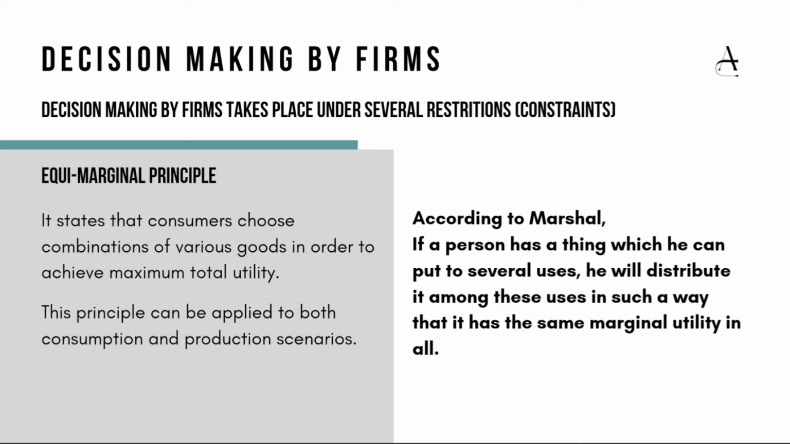So that is what Marshall also said. According to Marshall, if a person has a thing which he can put to several uses, then he will distribute it among those several uses in such a way that it has the same marginal utility in all. Okay, so I hope you understood this.